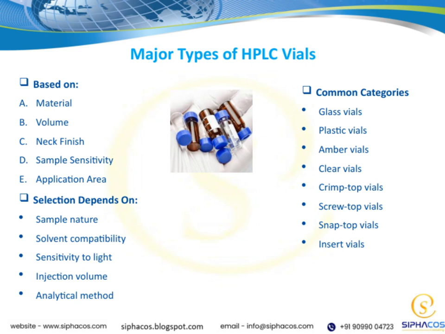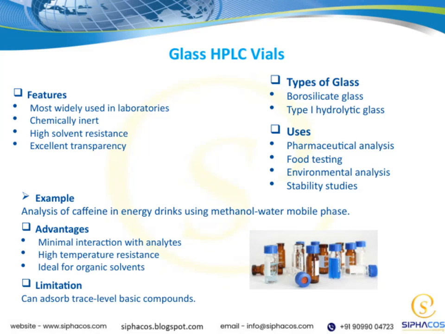The injection volume influences the size and design of the vial, and your analytical method might dictate specific requirements, such as compatibility with certain sample types or sealing mechanisms. In essence, selecting the appropriate vial is about matching these characteristics to your specific analytical needs, ensuring the integrity and accuracy of your results. Let's take a closer look at the example on this slide, which involves analyzing caffeine in energy drinks using a methanol water mobile phase. This illustrates how specific solvents can be employed effectively in chromatography to separate and identify compounds.